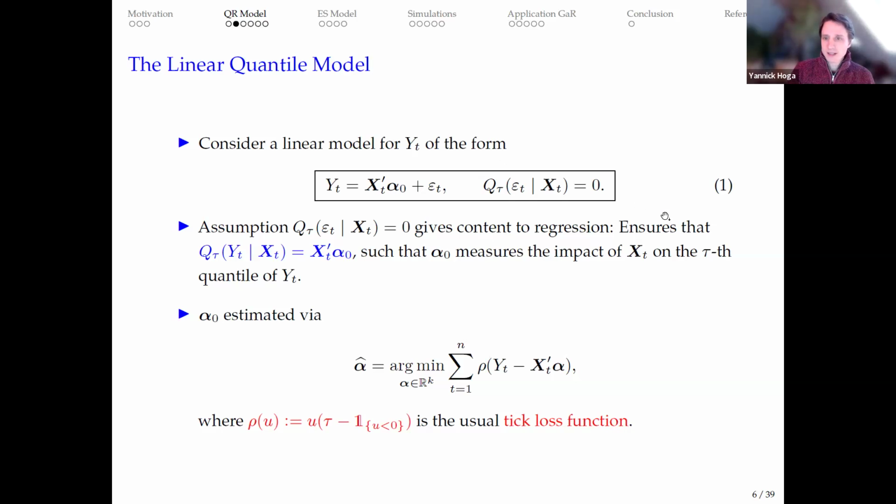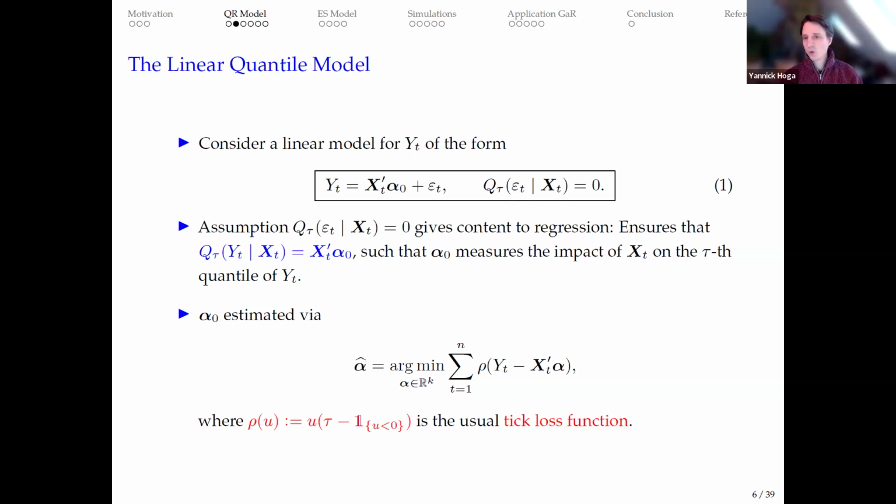Now, in what sense does this give content to the regression? It gives content to the regression in the sense that one can show that under this assumption here, the conditional quantile of yt given covariates is just this linear function xt prime alpha 0, which you see here. So in this sense, we can now interpret the coefficient alpha 0 as measuring the impact of the covariates on the tau quantile of the outcome. Yeah, so this makes this interpretable as a regression that tells us something about conditional quantiles of the outcome.